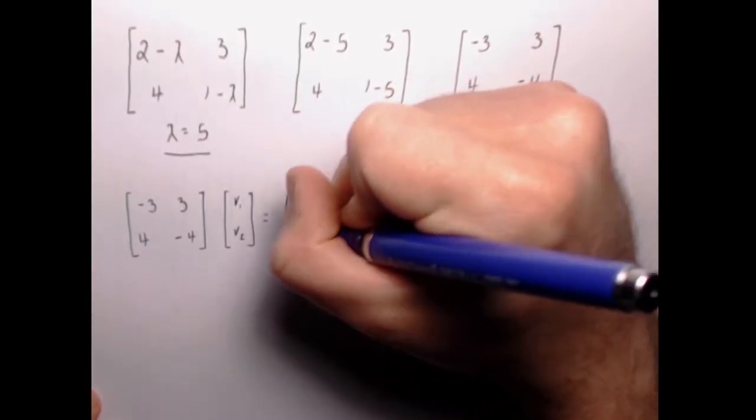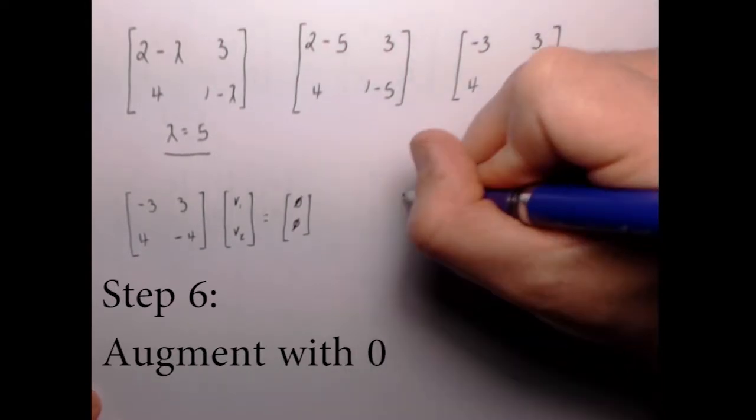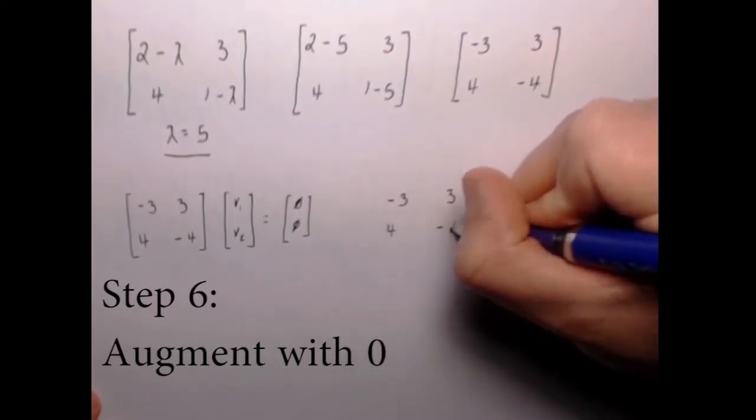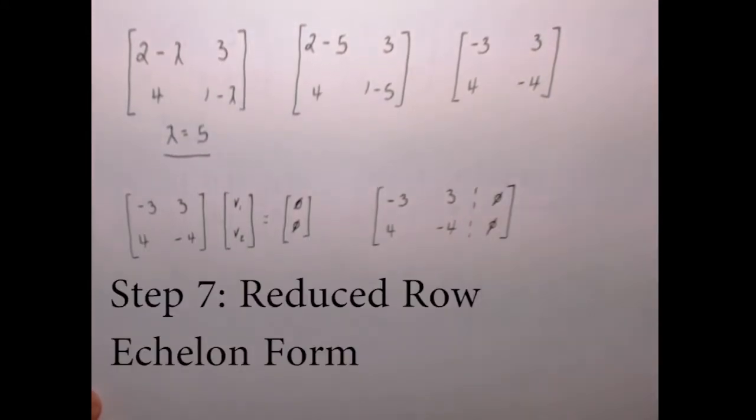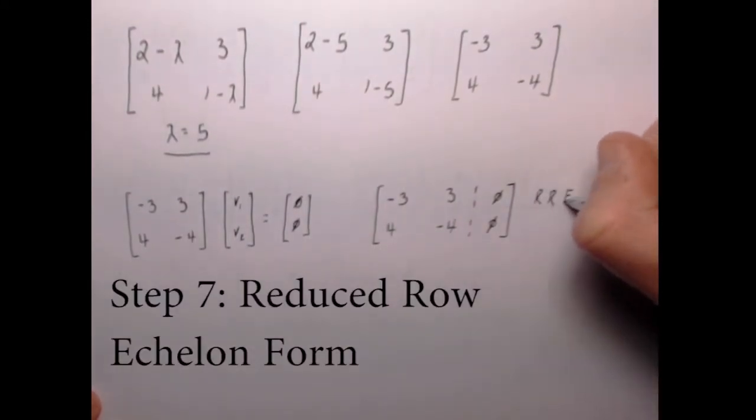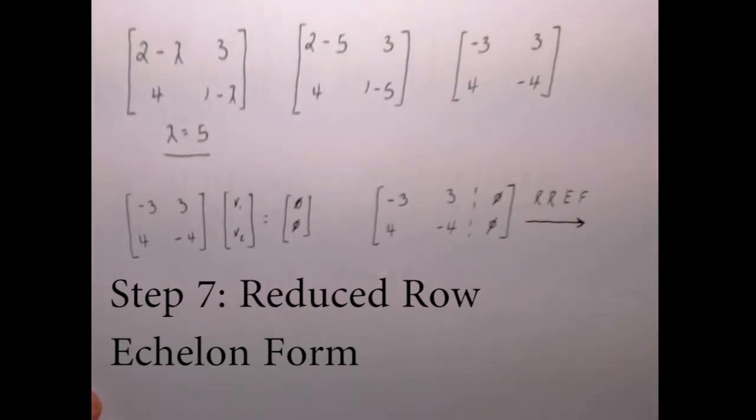That can be achieved by taking this matrix and augmenting it with the 0 vector. Now I have to put it into Reduced Row Echelon Form. You can calculate that by hand or with a calculator.